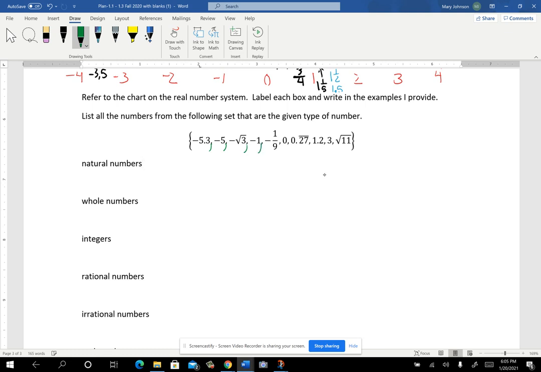I'm going to emphasize those commas. That's what's separating the numbers. Decimal points are just part of a number. Okay, so we have all those to figure out.